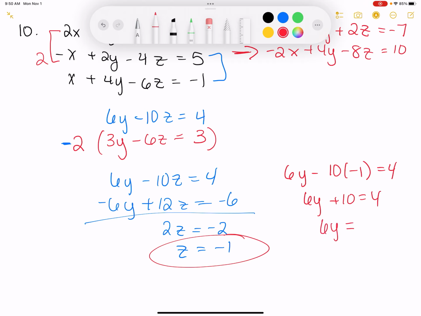6y is equal to... this is going to be weird. Oh, wait. I was like, it's going to be 14, and that's not right. Oh, wait, no, it's not. So y is also negative 1.